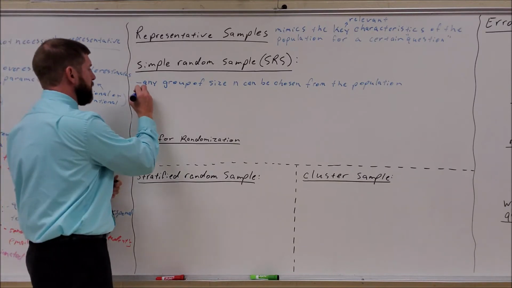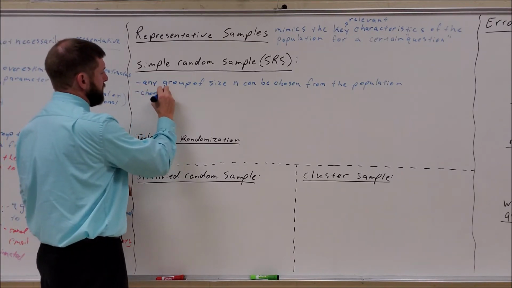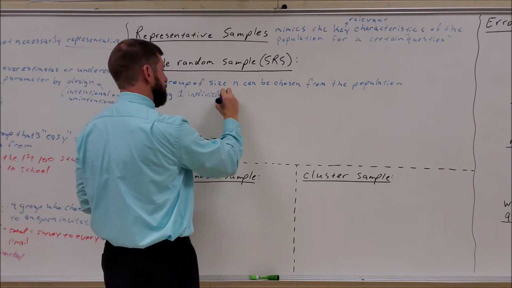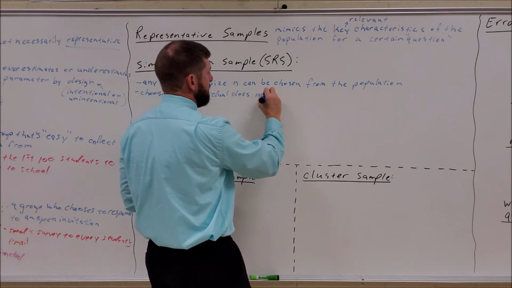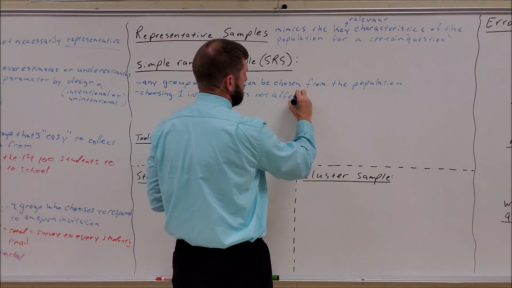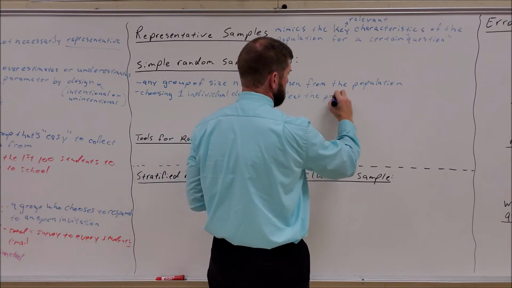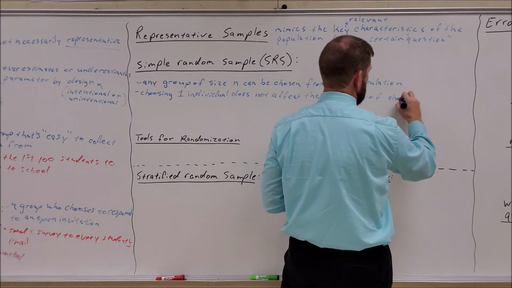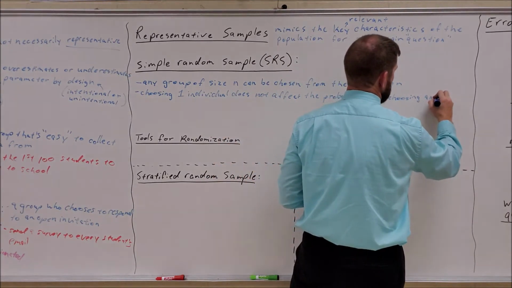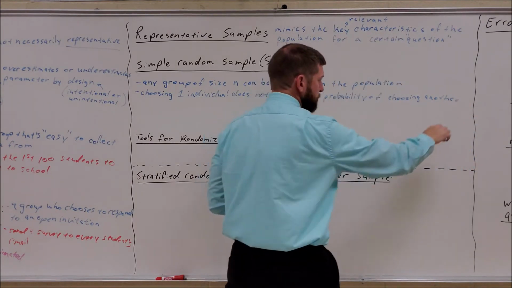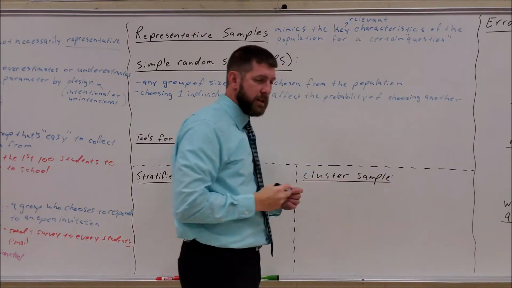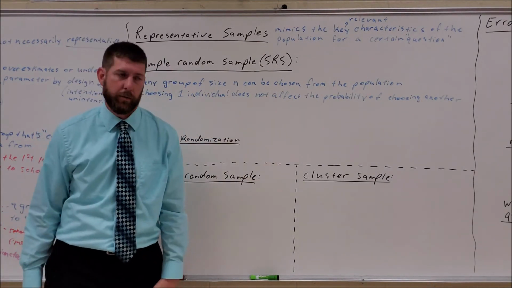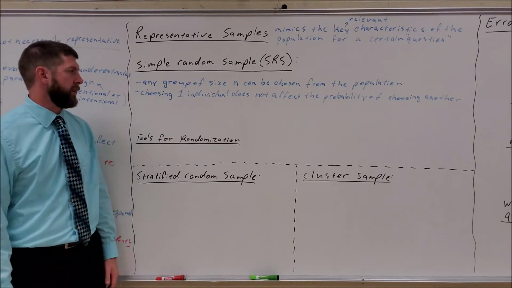Now, that usually then means that choosing one individual does not affect the probability of another individual. So the fact that I selected Steve does not affect Emily's chances of being selected for this sample. That's what we're talking about when we do a simple random sample.